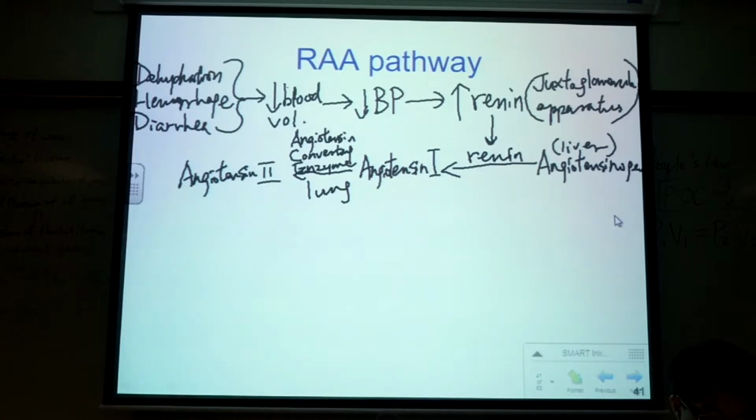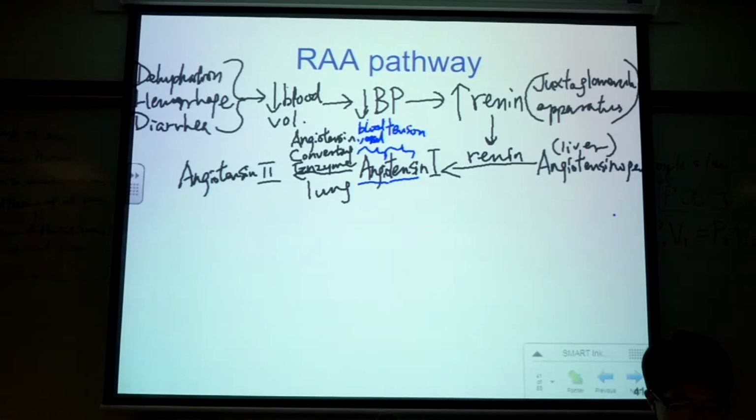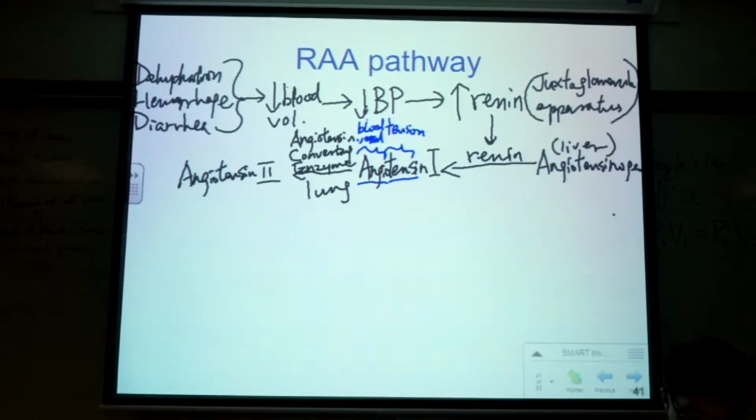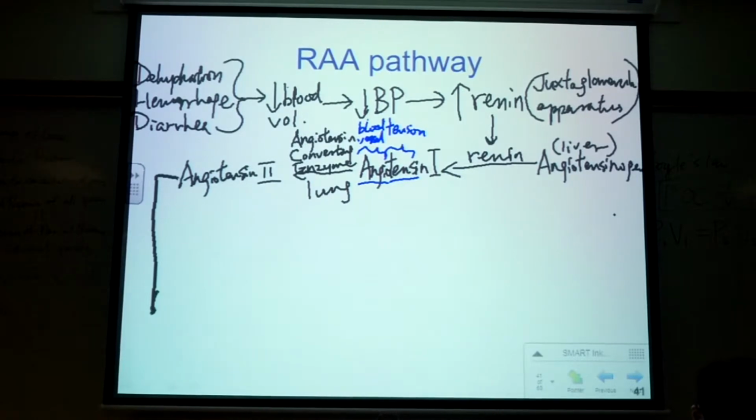Angiotensin, what does it mean? Angio means blood vessels. Tens is like tension. So what is angiotensin? It is a molecule that can increase the tension of your blood vessels. So how can you increase the tension of your blood vessels? For angiotensin 2, it can have 3 functions.